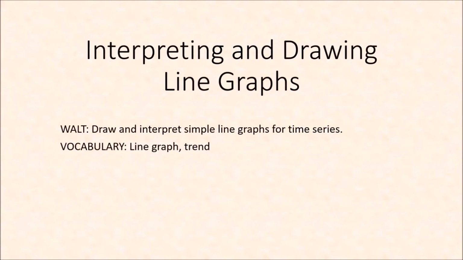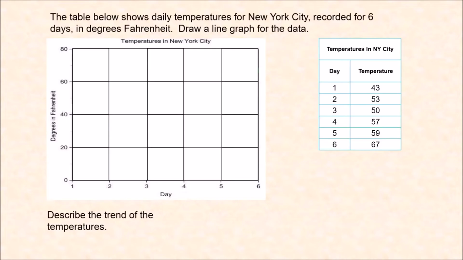In this lesson, we will draw and interpret simple line graphs for time series. We will be using the keywords line graph and trend. In drawing line graphs, it's always convenient to use the x-axis for time and the y-axis for the data. Remember, the x-axis is the independent variable, and time is an independent variable.